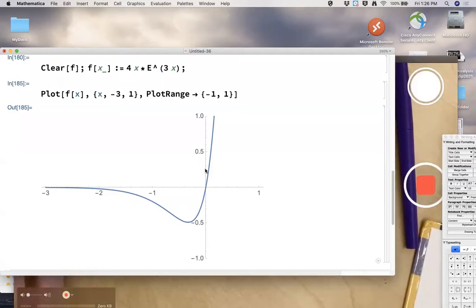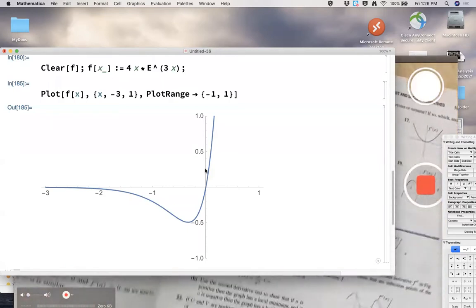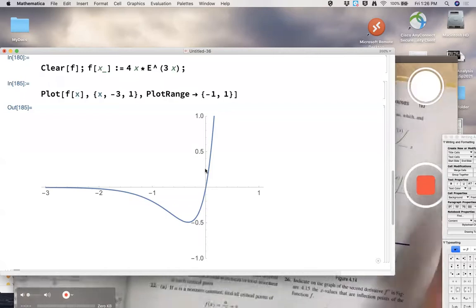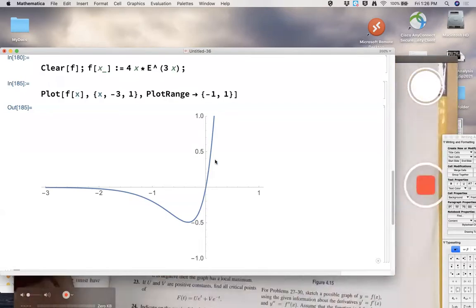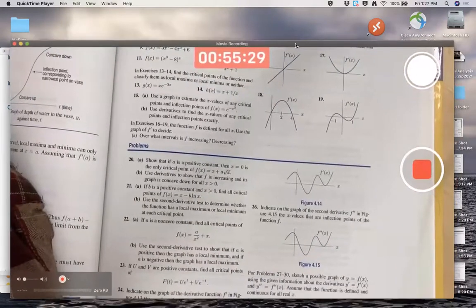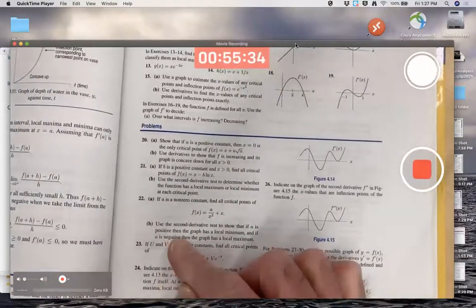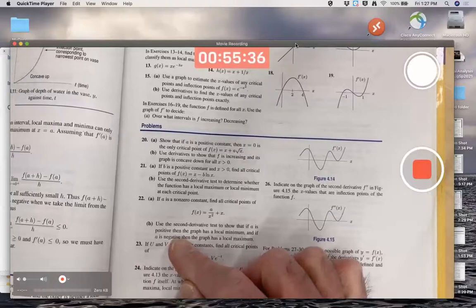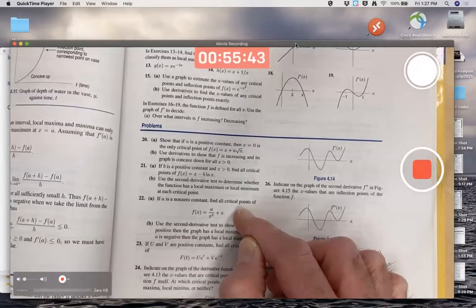Let's end class with one more example. Let's take a look at number 22 in section 4.1. This one right here. If A is a non-zero constant, find all critical points of this function of x.